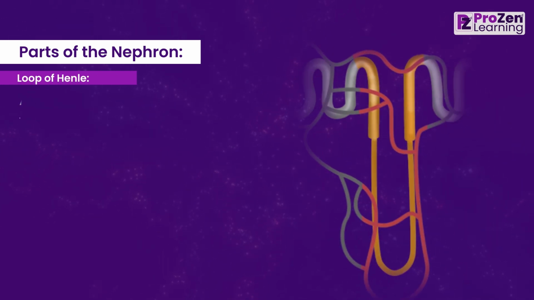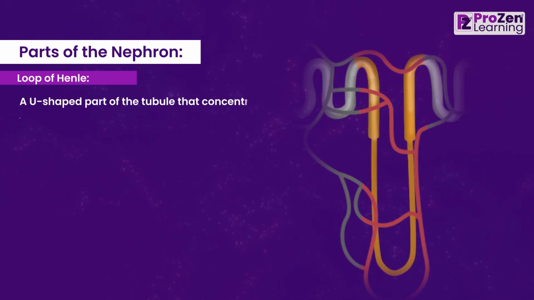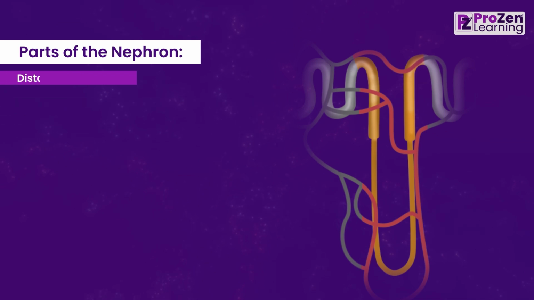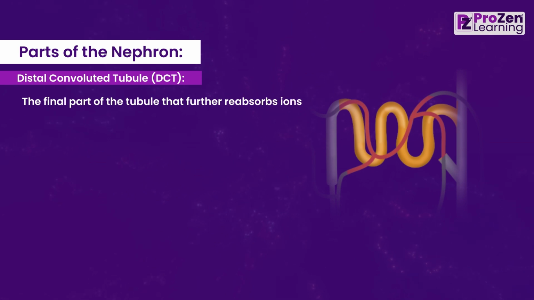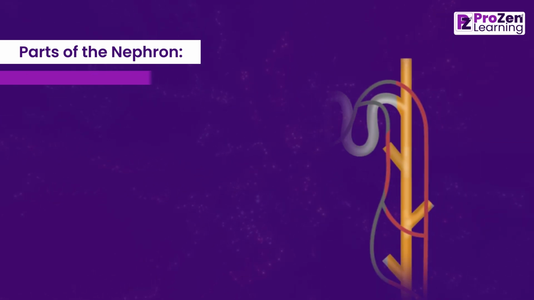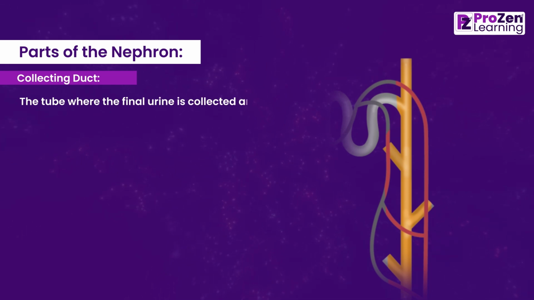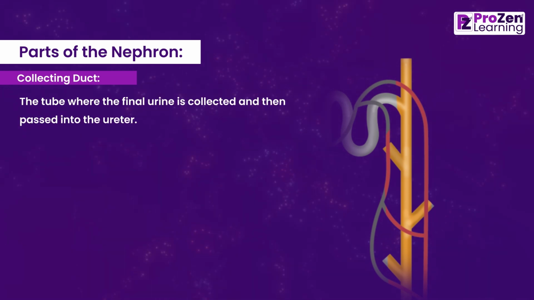Loop of Henle, a U-shaped part of the tubule that concentrates the urine. Distal convoluted tubule, DCT, the final part of the tubule that further reabsorbs ions and water. Collecting duct, the tube where the final urine is collected and then passed into the ureter.